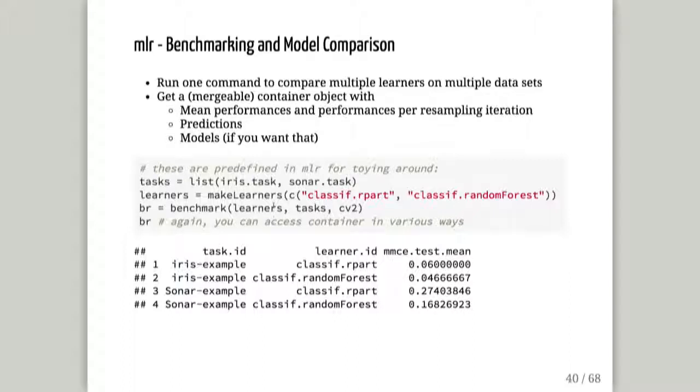So this function is important. I mentioned this here specifically on the slides because OpenML uses this benchmark function to run experiments together with MLR. So what you produce internally are these benchmark objects.